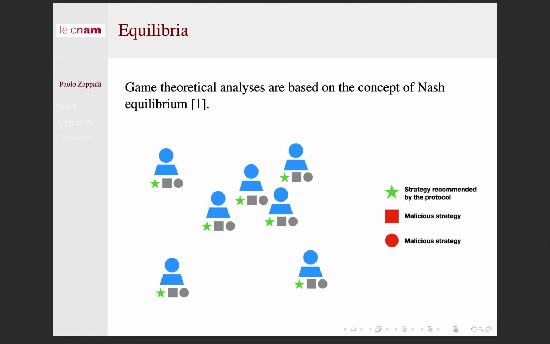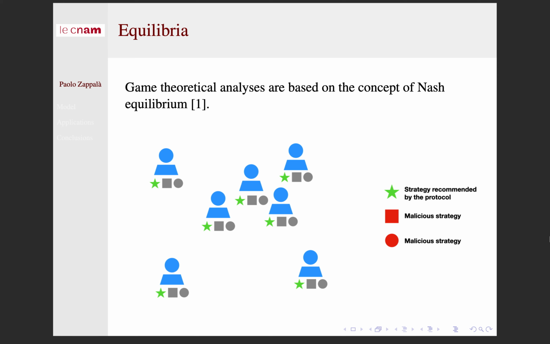So blockchain systems rely on the fact that users follow the protocols, which stand at the end at the basis of the technology itself. In the current literature, the robustness of a blockchain protocol is proven through a game theoretical concept called Nash equilibrium. So let's see this example.